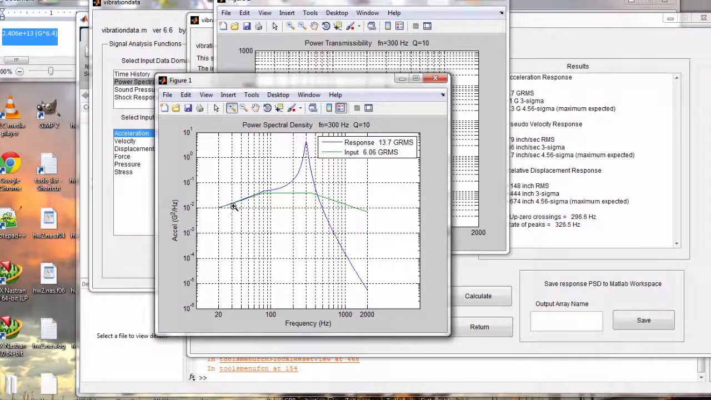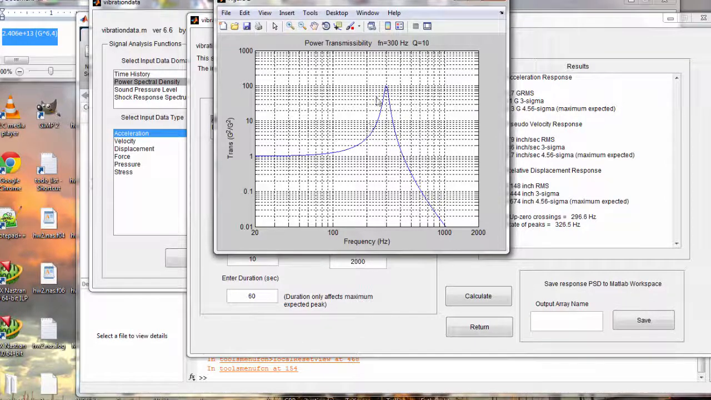So you can see at lower frequencies there's unity gain, and as we approach the 300 Hertz natural frequency, there's a tremendous amount of dynamic amplification. And then above a frequency which is equivalent to 300 Hertz times the square root of 2, a filtering effect occurs. So the blue line is what we use for our fatigue calculations, because that's the response.